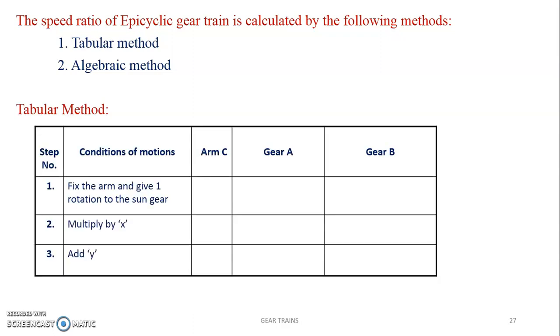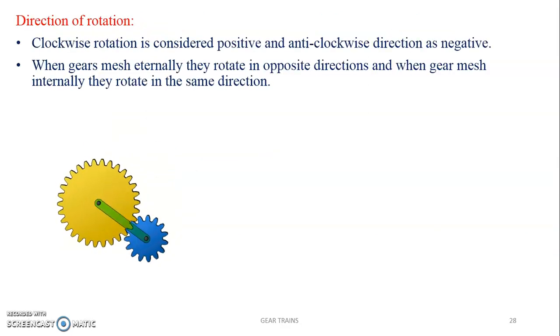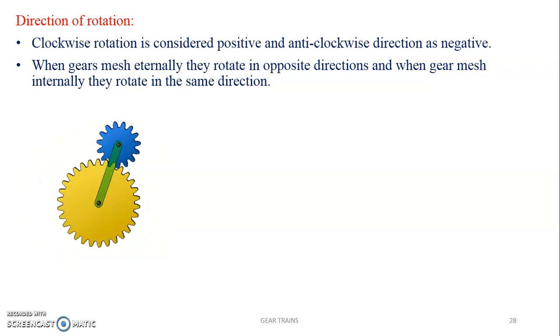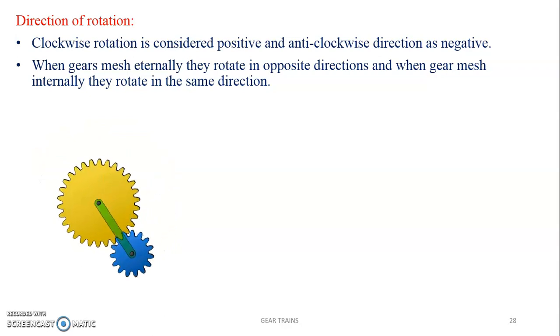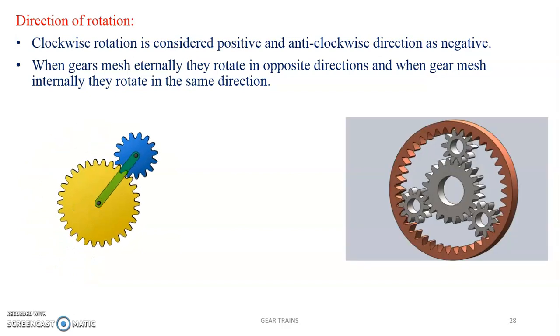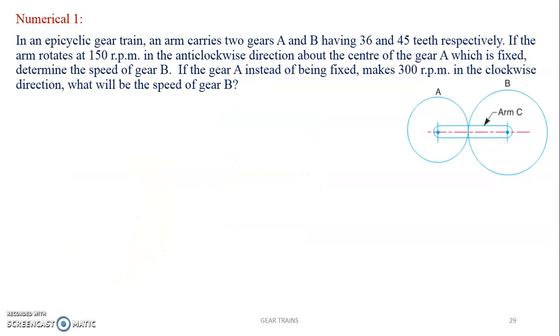So how to calculate the speed ratio for an epicyclic gear train? By the follower method. There are two types, tabular and algebraic. In the tabular method, you draw this table. We'll discuss this as we go further. But usually the first step is to fix the arm and give one rotation to the sun gear. Also, direction of rotation: clockwise rotation is considered positive, anti-clockwise is considered negative. And when the gears mesh externally, they rotate in opposite direction, and when they mesh internally, they rotate in the same direction. We have seen this, right?